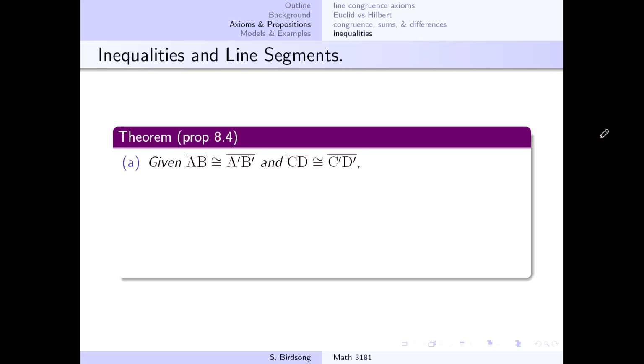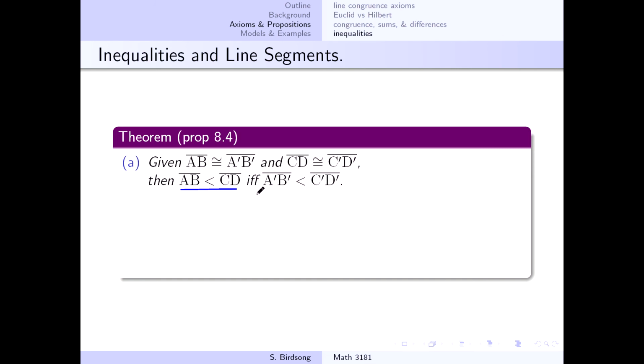Now, there's a couple of properties associated with inequalities, and all of them are summed up in proposition 8.4 in this section of your textbook. In this proposition, there's a bunch of different things. Let's start with the first one. You've got some line segment AB congruent to some other line segment A prime B prime, and a second line segment CD congruent to C prime D prime. Remember, the primes just mean we were too lazy to come up with new names for those letters. If you already know that line segment AB is less than line segment CD, then you automatically get that you can replace AB with A prime B prime, and CD with C prime D prime, and you'll get the same inequality.